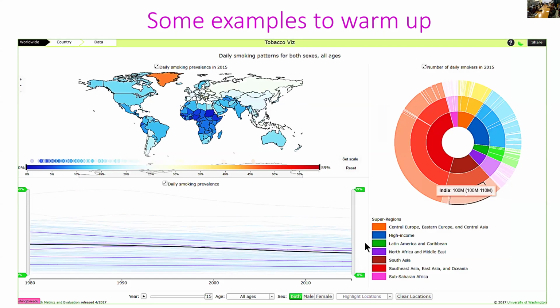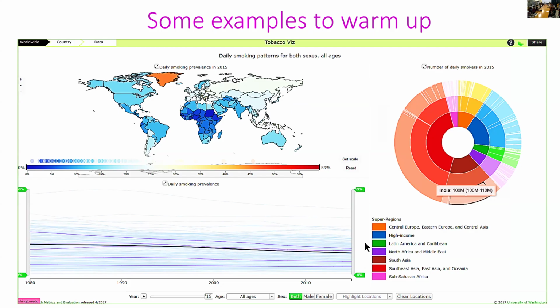One more example. This is smoking prevalence in 2015. And the same color scheme, blue is low and red is high. And you can see that India is light blue. So the prevalence of smoking in India is probably about 15%. This is the global prevalence from 1980 up to 2025. And you can see the global prevalence of smoking, this black line, has somewhat decreased, not a dramatic decrease.